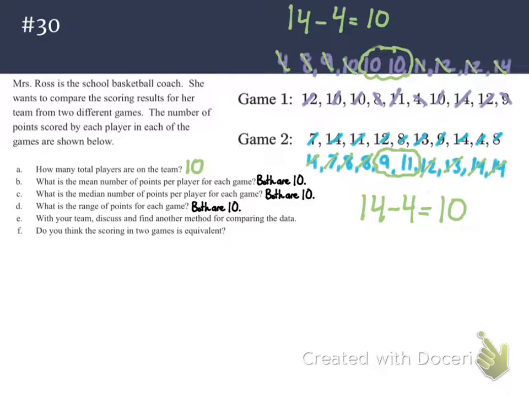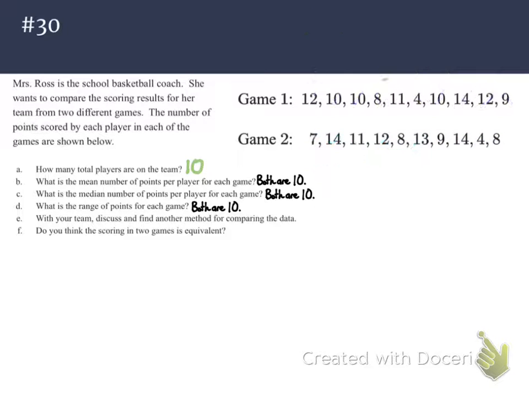It says, with your team, discuss and find another method for comparing the data. So, we figured out the mean, the average, the median, the range, how many total players there are. A logical thing that you could do, if you haven't thought of something, is to make a graph of it. So you can make a histogram, or a different type of graph. I think a histogram would probably be your best bet for this data.